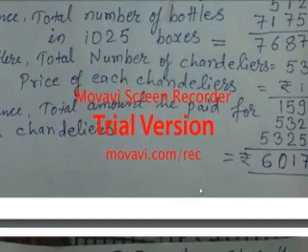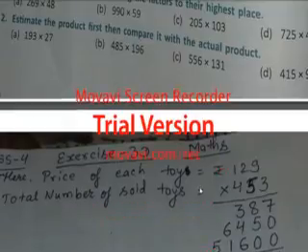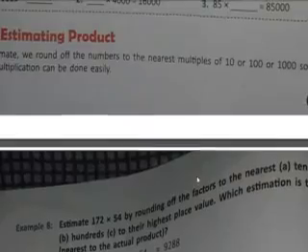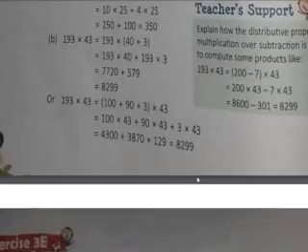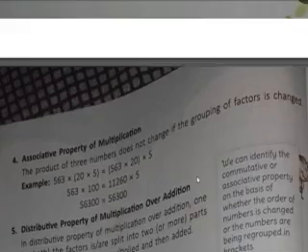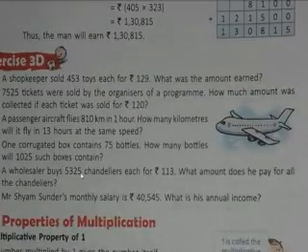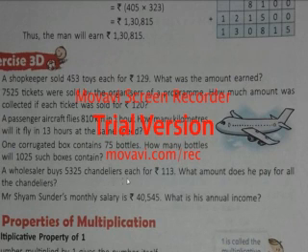If you see, question number 5 is also over there, and before explaining that, of course I will show you question number 5 and then explain it. So let's see 5. In question number 5, here it is: a wholesaler buys 5,325 chandeliers, each for rupees 130.